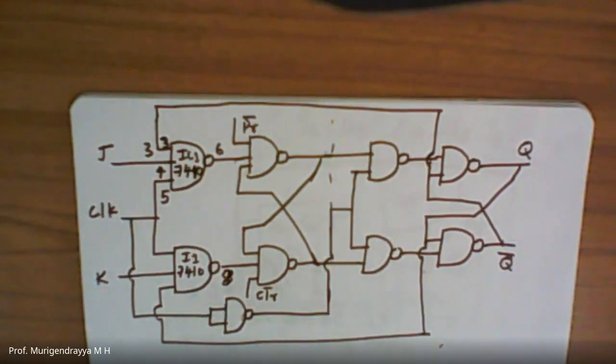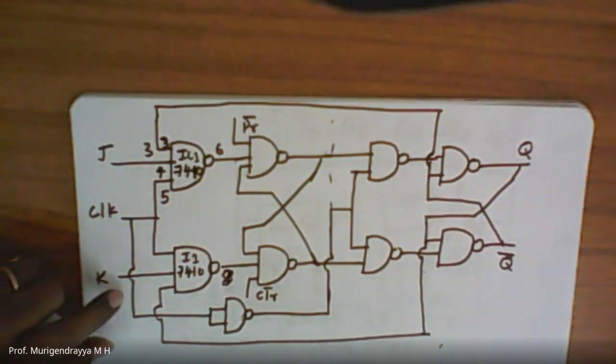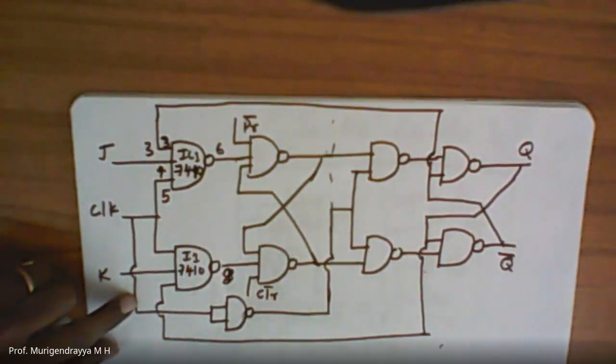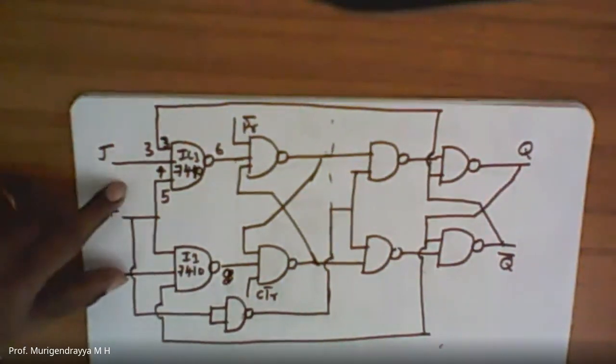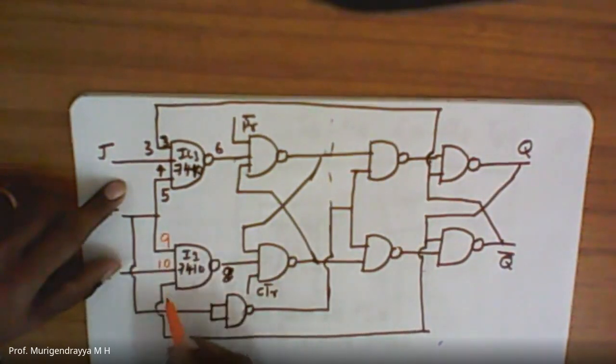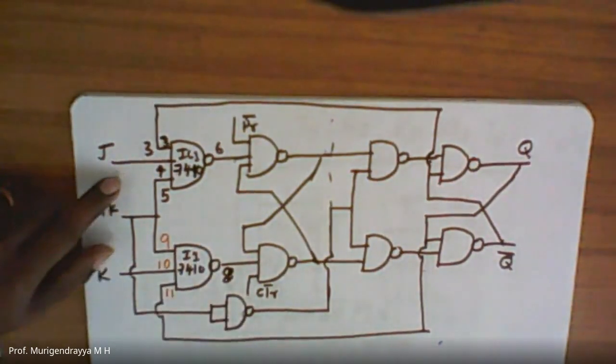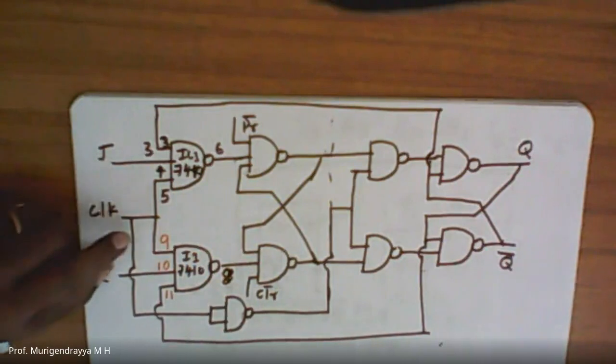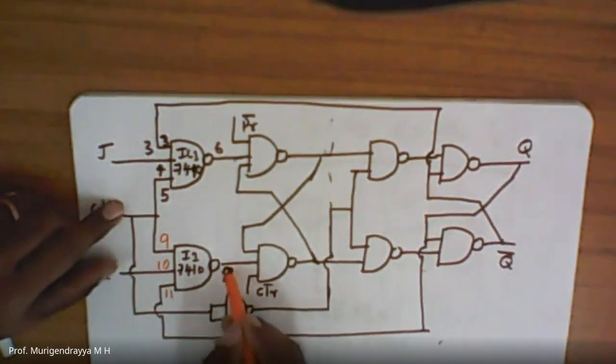So then 3, 4, 5. Another pin for the second IC is 4, 5, and 6 is output, and then 9, 10, 11 are input. You can write 9, 10, and 11. Okay, so 9, 10, 11 and 8 is the output for this.